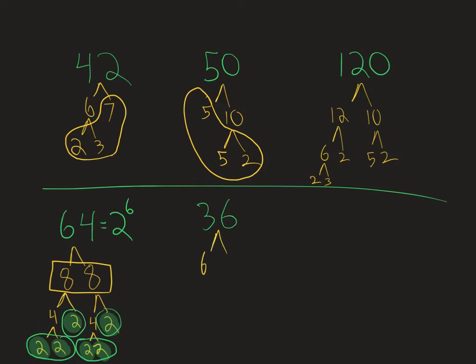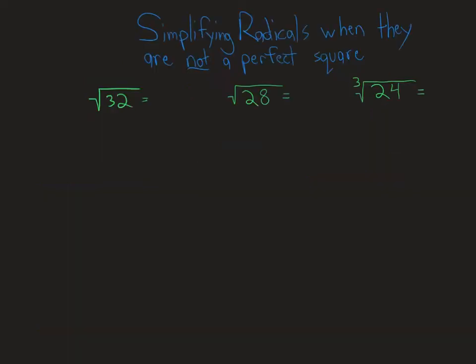And 36, we have a 6 and a 6, and each one of those breaks down into a 2 and a 3. So we could even say that 36 is 2 to the 2nd power times 3 to the 2nd power. All right, hopefully that's making sense because we're going to use this concept with our radicals today.